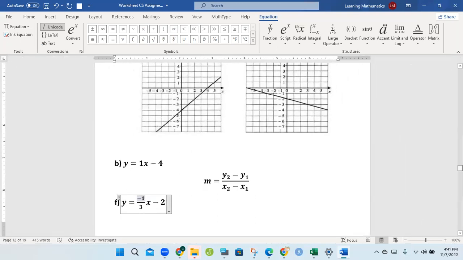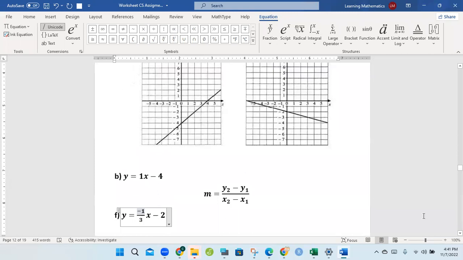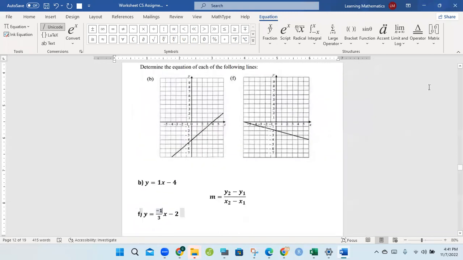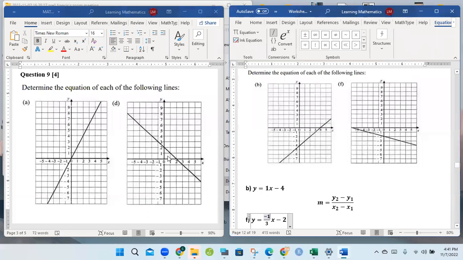So you could also use the formula for gradient to obtain the gradient, and the y-intercept is very easy. That's where the line touches the y-axis. So that's what you do for number 9.